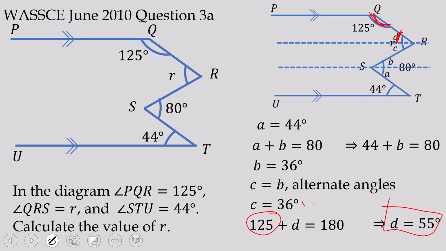So I know what C is, I know what D is. So to find the R is just the C plus the D. So the R is this whole thing over here, that is the C plus the D. So therefore the R is equal to 36 plus 55, and that is equal to 91 degrees.